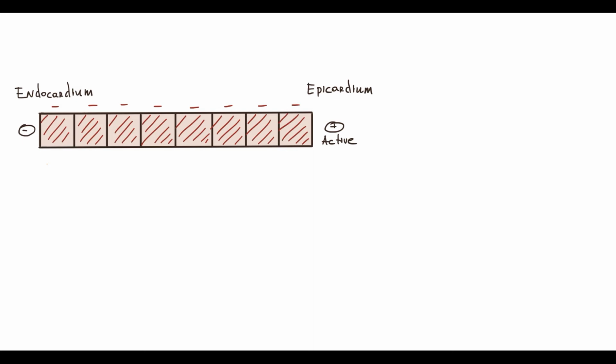And after depolarization, cells begin to repolarize. There are the same 8 cardiomyocytes from endocardium to epicardium, with the negative and the positive active electrode. After depolarization, all cells have negative charge. And there is the most tricky concept.